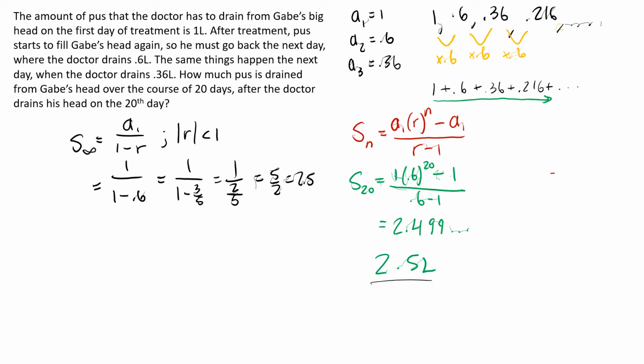We said our answer was 2.5 because we rounded it from 2.499, which just goes to show that on the 21st day, if Gabe went back to the doctor, there'd be basically no pus left in his head. It would be dumb to go back to the doctor because he's draining so little pus every time. If he just let that pus accumulate for the rest of his life, it wouldn't be an issue because so little is being generated. That's kind of interesting.